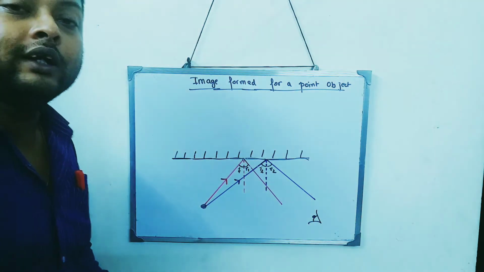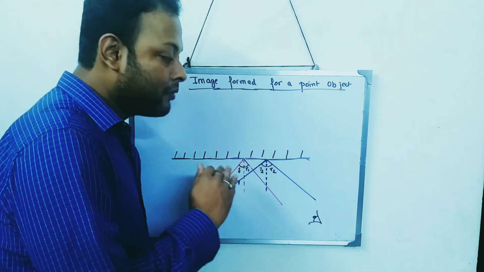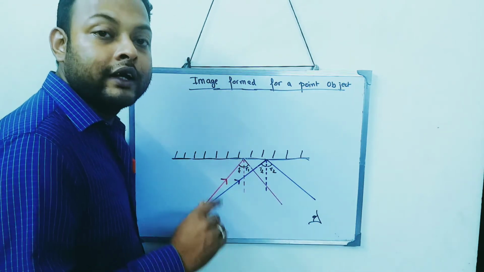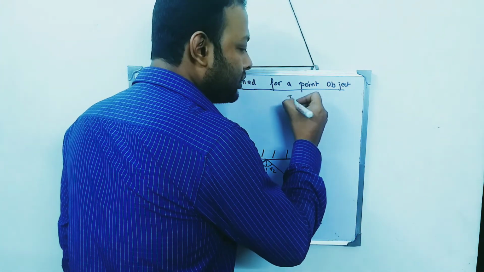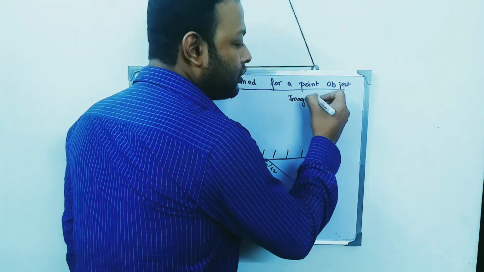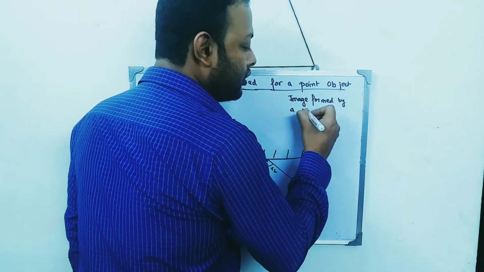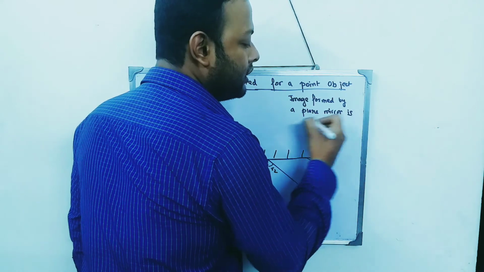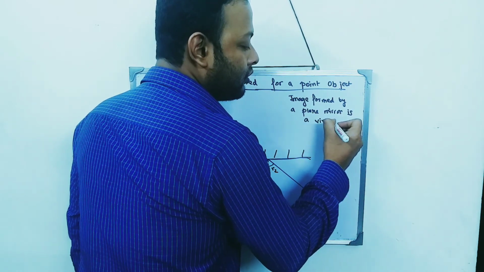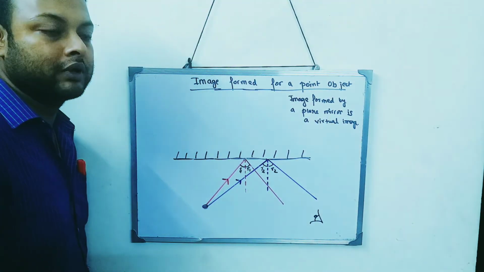That is why you need to know this concept. The image formed by a normal plane mirror is always a virtual image. The image formed by a plane mirror is a virtual image. Okay, virtual image, not a real image, virtual images.